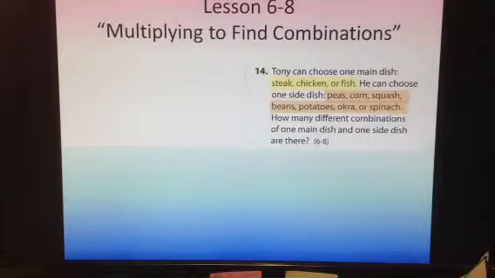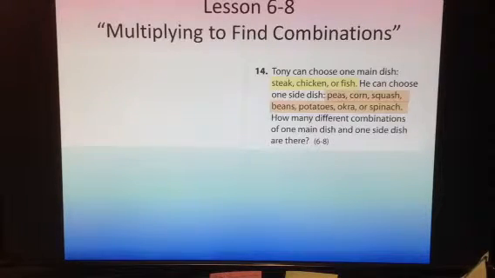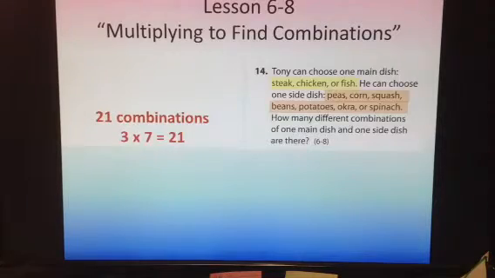Lastly, Tony can choose one main dish, steak, chicken, or fish. He can choose one side dish, peas, corn, squash, beans, okra, or spinach. How many different combinations of one main dish and one side dish are there? I did some highlighting to make it easier for you to count those lists. The first list in yellow has 3. The second list in orange has 7. 3 times 7 is your problem to solve. 3 times 7 is 21.